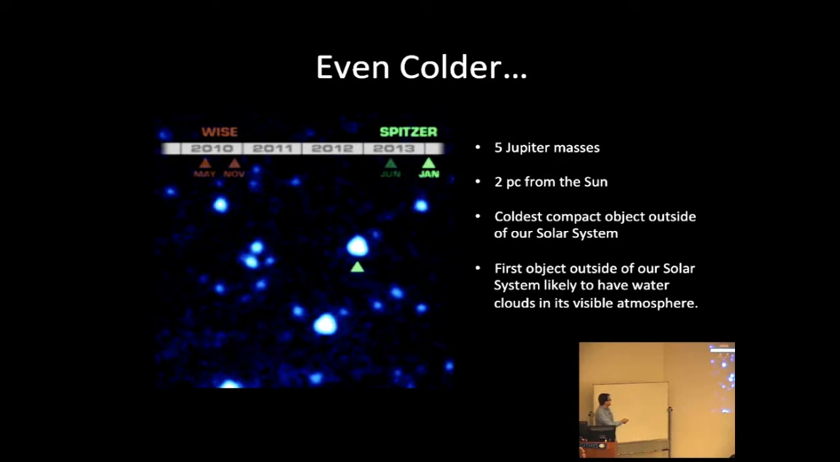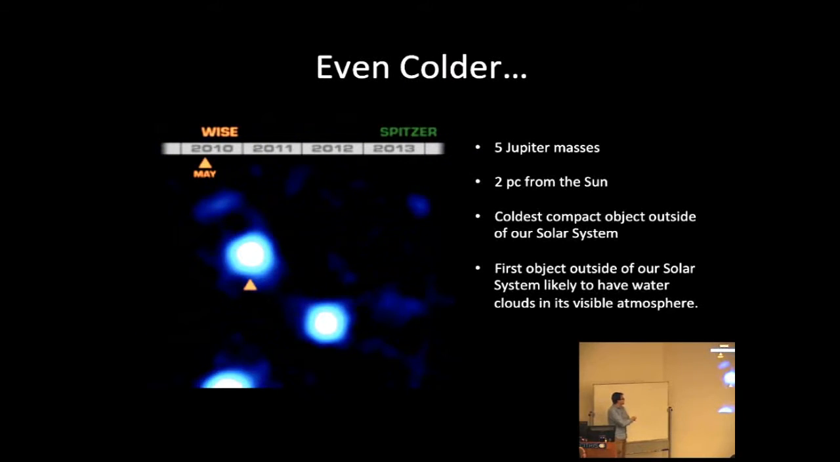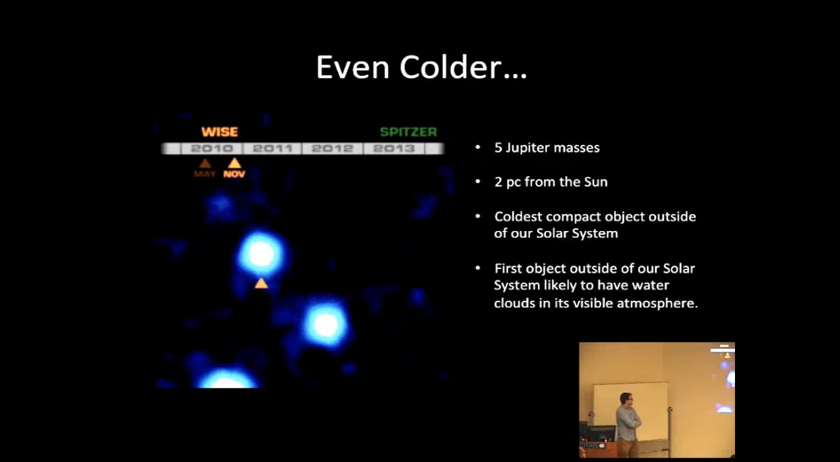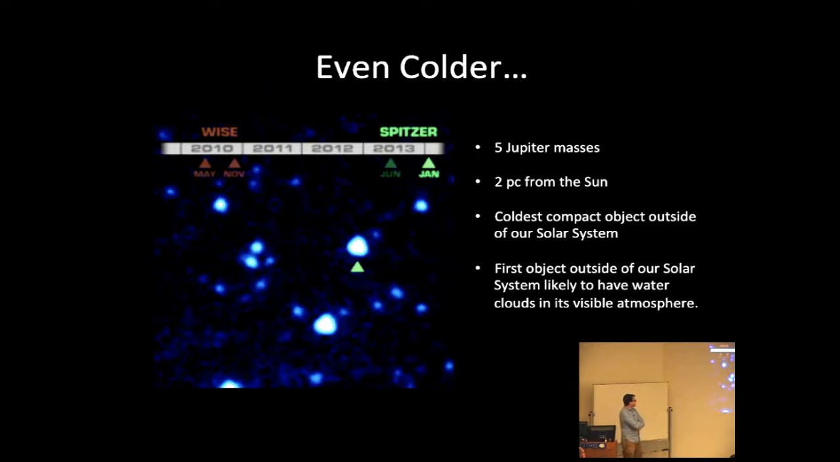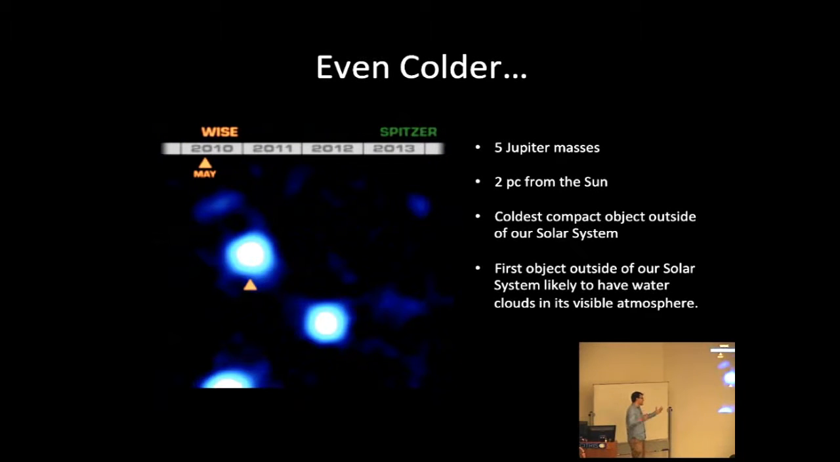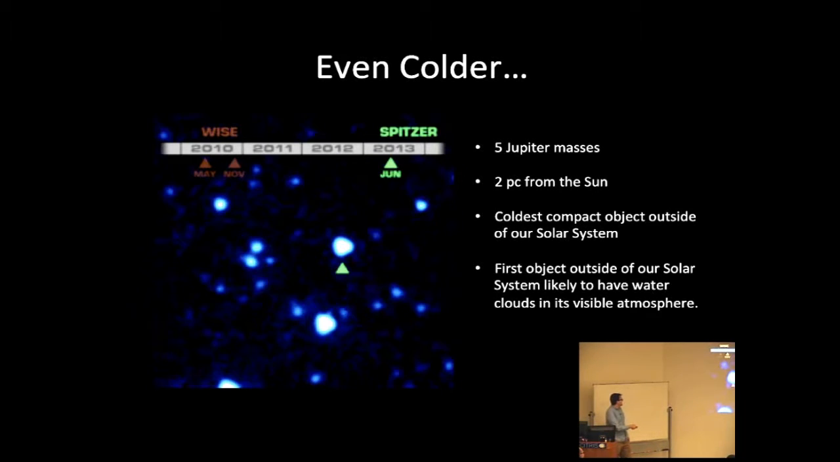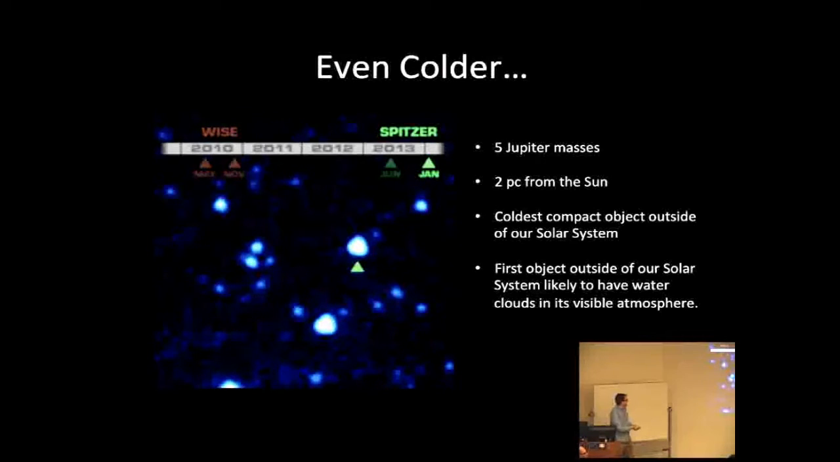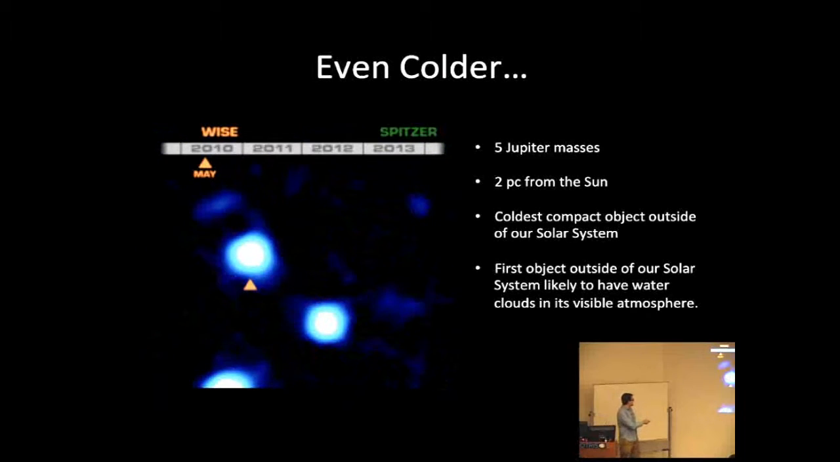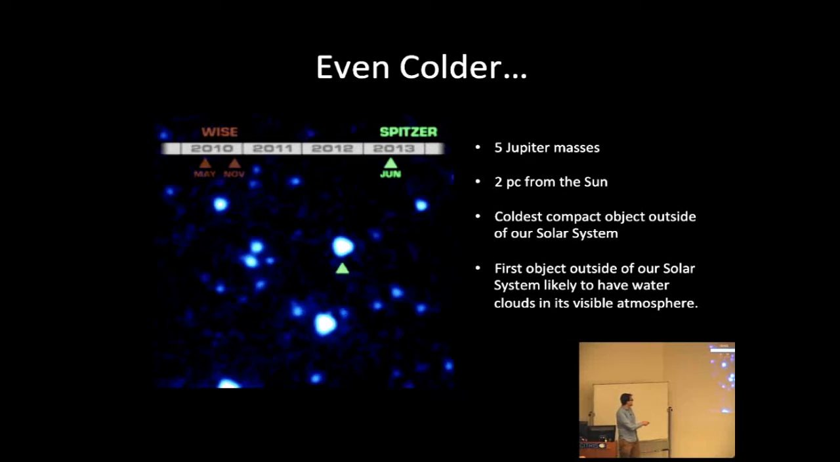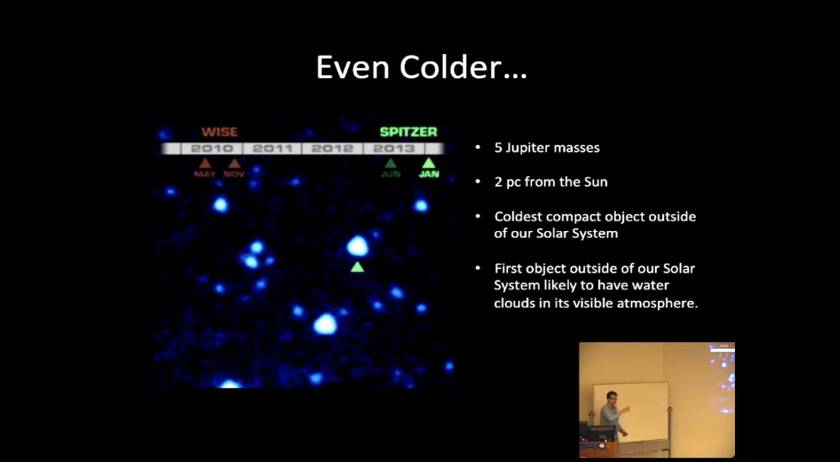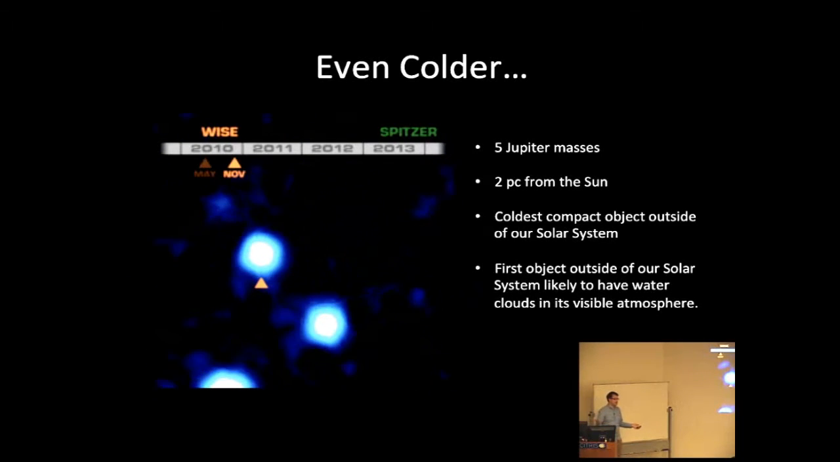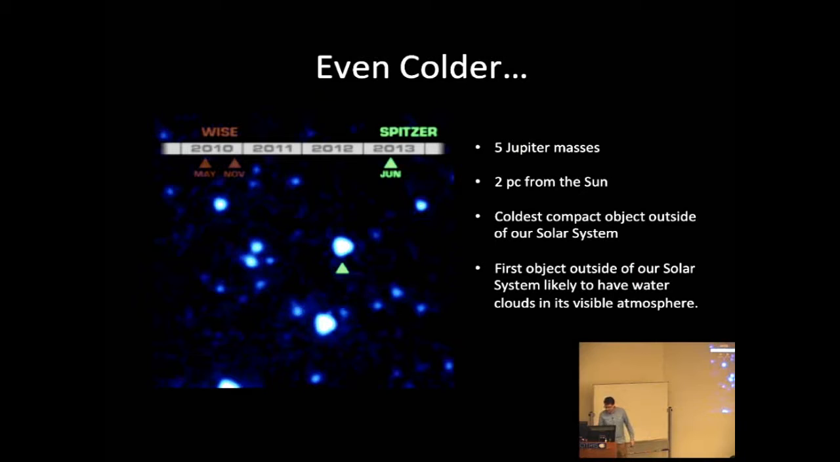So this guy is 5 Jupiter masses. It's 2 parsecs from the sun. It's the coldest compact object outside of our solar system, at least. It's not like the microwave background is colder, of course. And it's the first object likely to have water clouds in its visible atmosphere. It was discovered by the WISE spacecraft because it's moving extremely quickly on the sky, and then you take a parallax measurement and say, hey, this thing's really faint, and it's only 2 parsecs away.